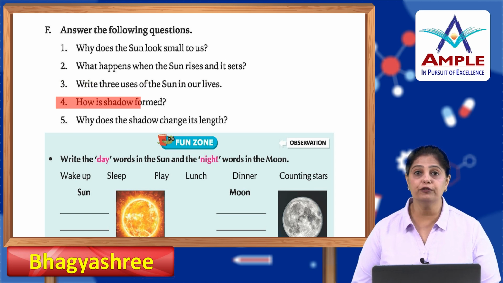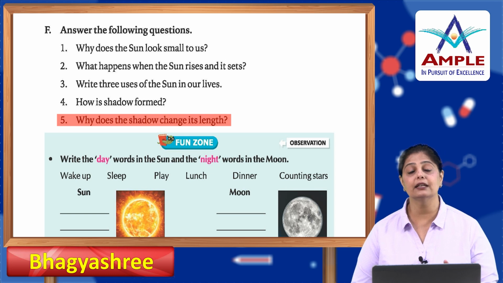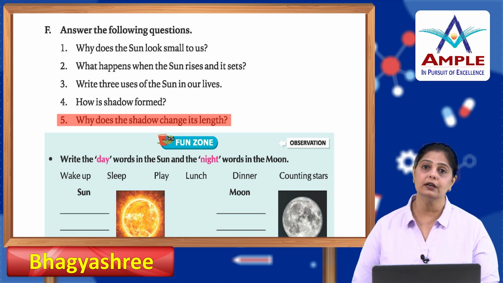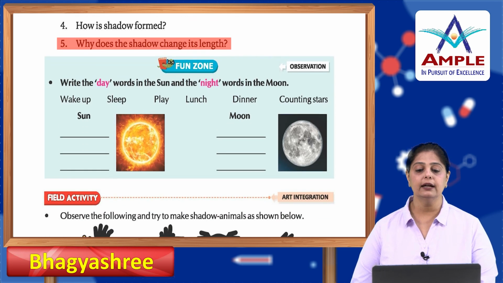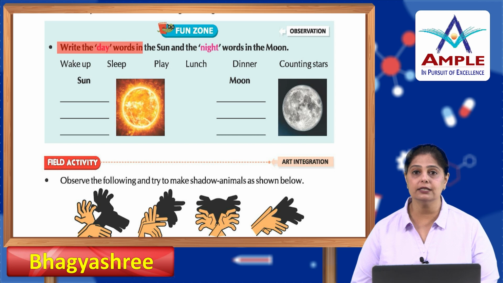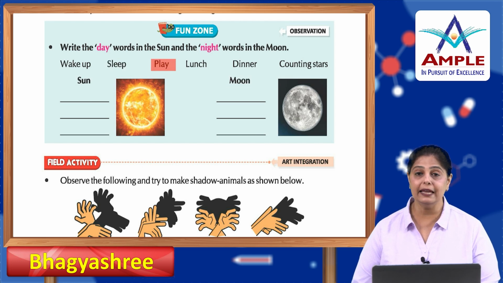Okay. How is shadow formed? Shadow is formed when something obstructs the light. Okay. Why does the shadow change its length? The shadow changes its length depending on the position of the sun. As the position changes, the length of the shadow changes. Alright. Now, fun zone. Write the day words in the sun and the night words in the moon. Okay. Wake up, sun. Sleep, moon. Play, sun. Lunch, sun. Dinner, moon. Counting stars, moon.